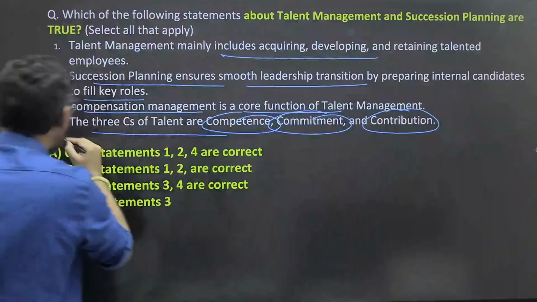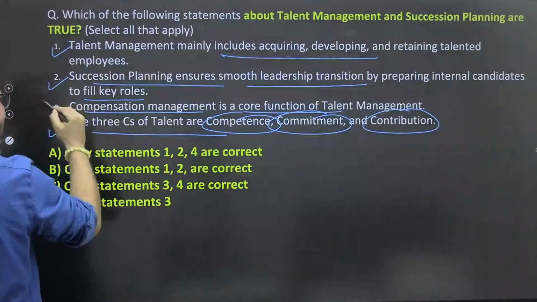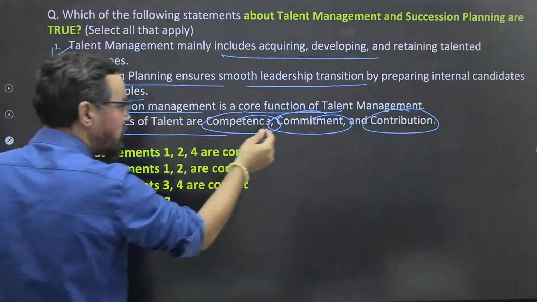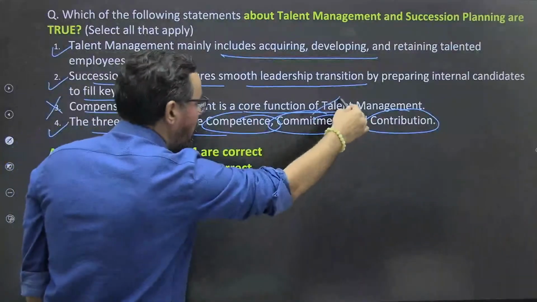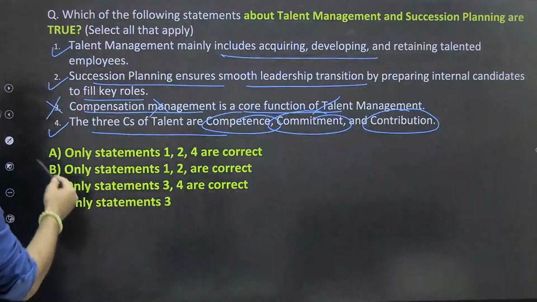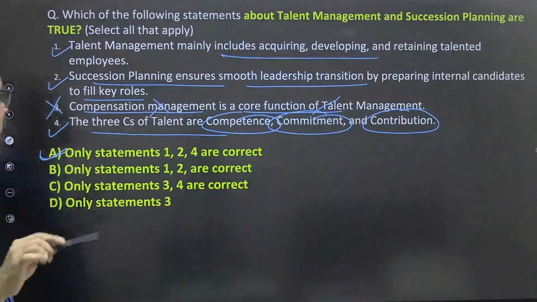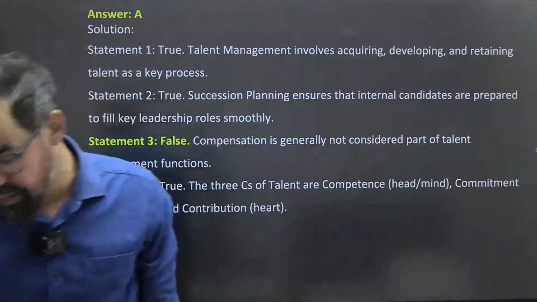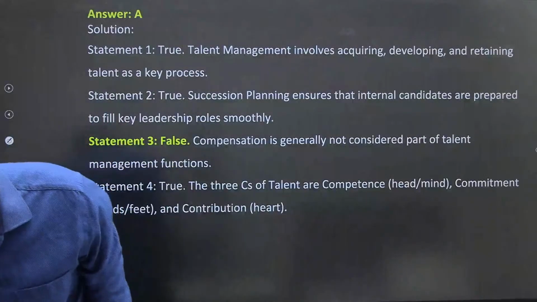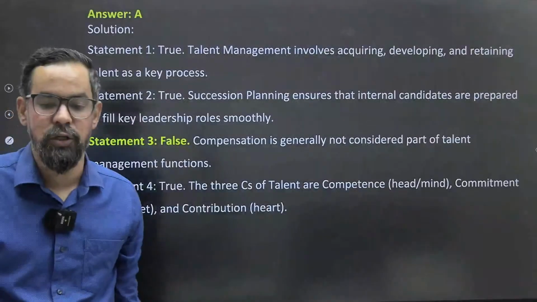ठीक है, तो this is true, this is also true, this is true and this is false. So this statement is wrong because compensation management is not the core one. Overall, staff or people management is the core function of this particular area. So option A should be the right answer for this particular question. Correct? Yes yes yes. हाँ, okay हाँ, sure 100%.